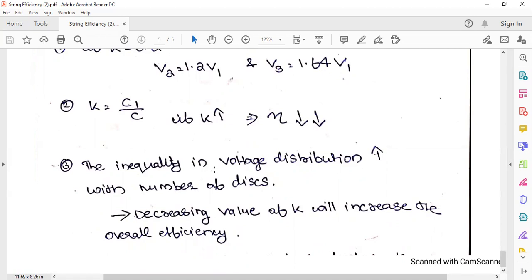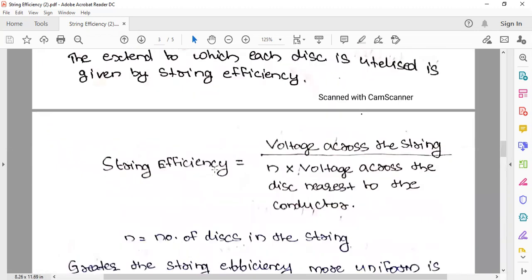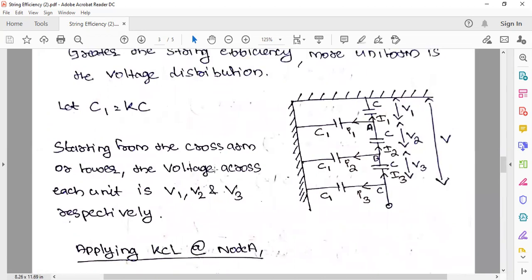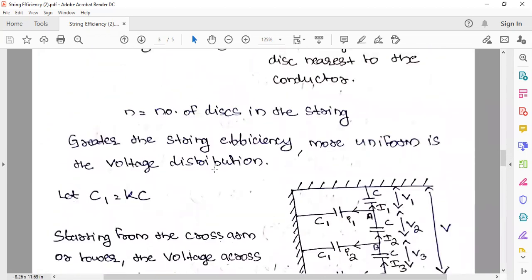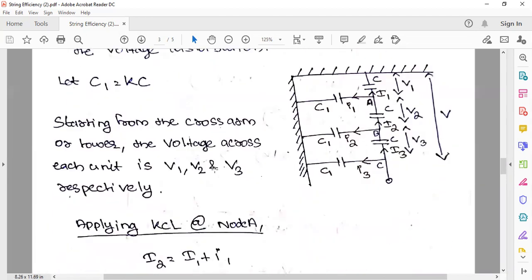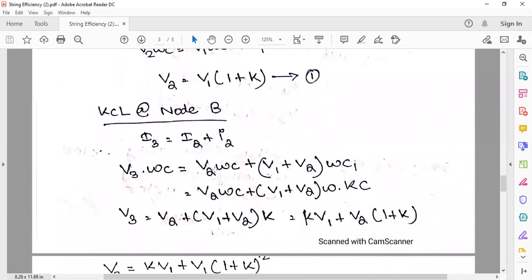Okay. So I hope everything is clear for you. So how we arrived at this figure, then what is string efficiency, why we are using a suspension insulator and not a pin insulator, because of the voltage difference. Then what is V1, V2 and V3, then these equations, everything, and how we finally derived and arrived at the string efficiency. Okay, thank you.